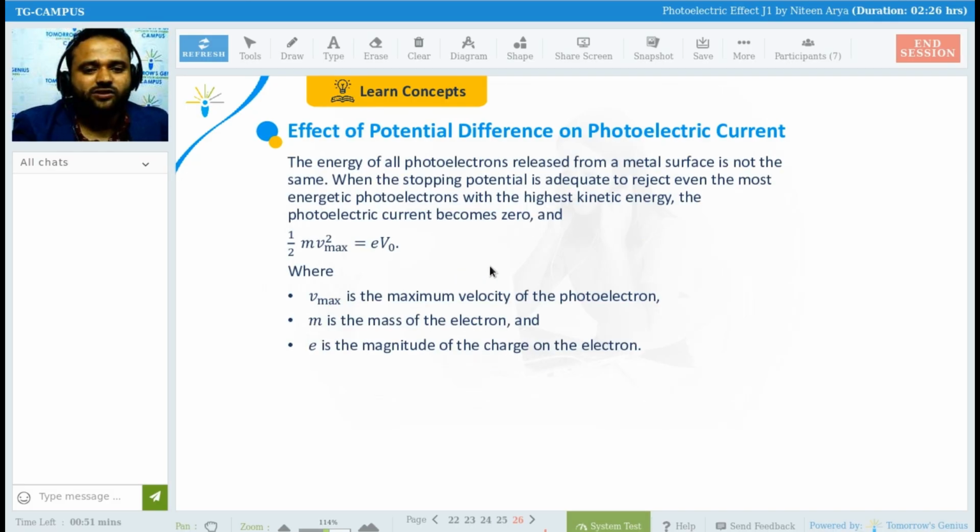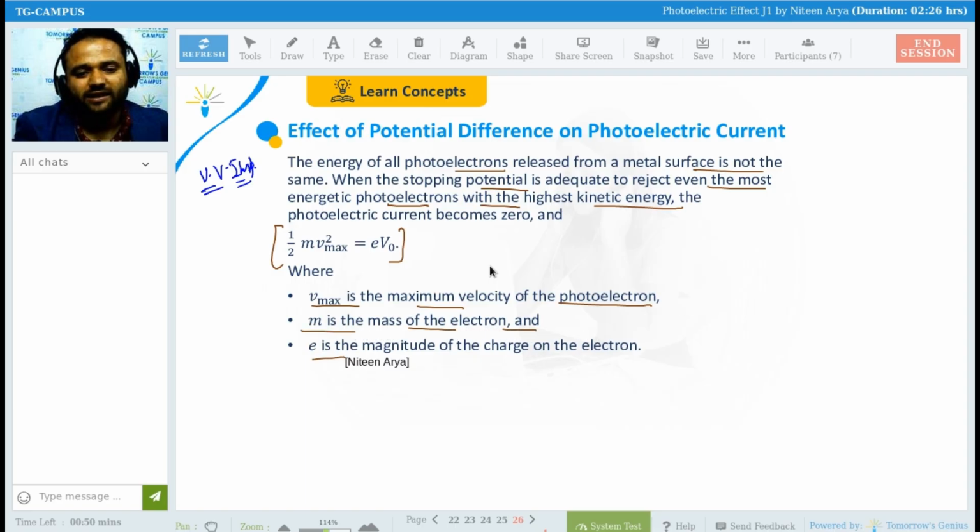Okay, so now this is your equation, how your KE max is dependent on the potential. The energy of all photoelectrons, and that is very, very important, this single equation. The energy of all photoelectrons released from a metal surface is not the same. When the stopping potential is adequate to reject even the most energetic photoelectrons with the highest kinetic energy, the photoelectric current becomes zero, and half m v square max is e V naught, where v max is the maximum velocity of the photoelectron, m is the mass of the electron, and e is the magnitude of charge of the electron, where V naught is the potential.